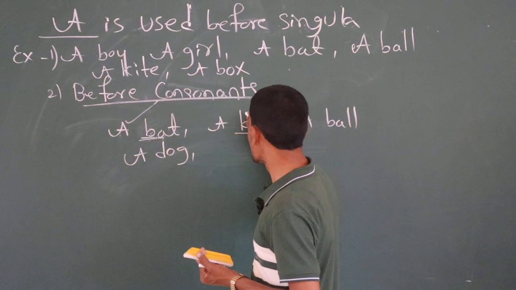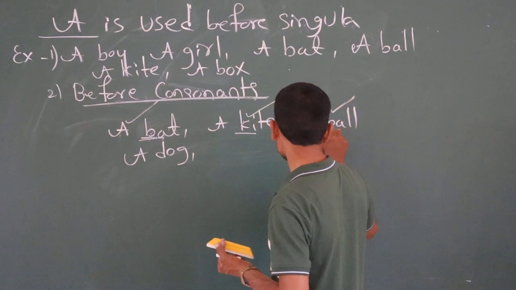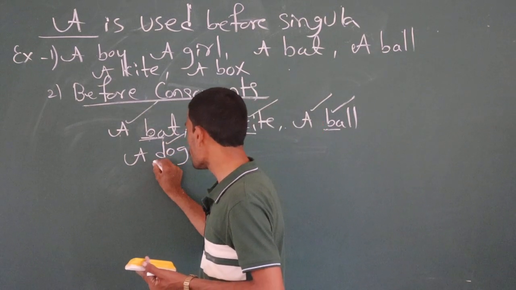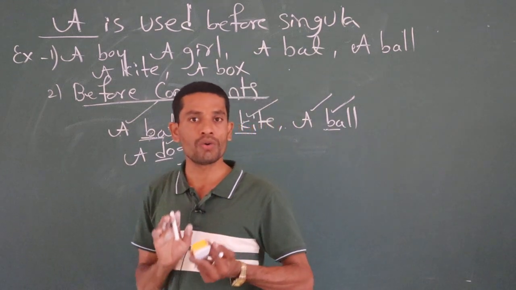Here also K, this is consonant, that's why we use a article. Here also B, this is consonant letter, that's why we have to use a article. Here also D, this is consonant letter, that's why we have to use a article. So, just you have to observe, students.